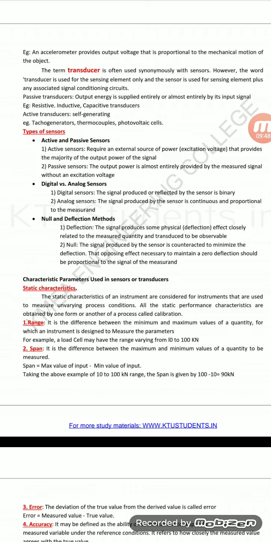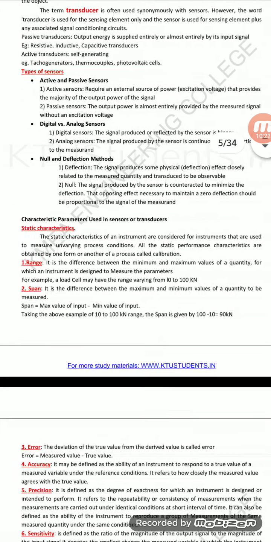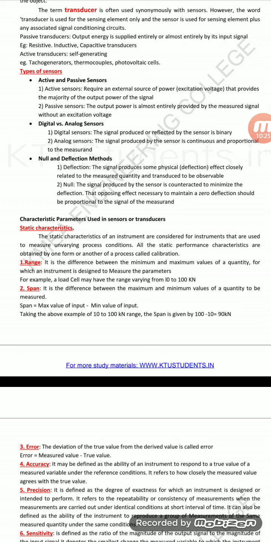And passive sensors mean the output is provided almost entirely by the measured quantity, without an external excitation voltage. Sensors are mainly analog and digital. Analog sensors are there, digital sensors are there. Digital sensors are only for logic 0 and logic 1, and analog sensors depend on the exact value. That is called types of sensors. Next class we will continue with the characteristics of mechatronics.